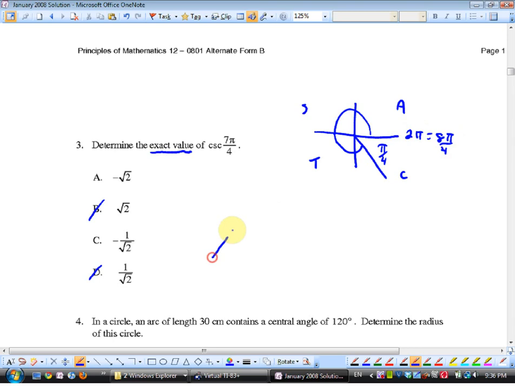Which triangle has the pi by 4 in it? That's the 1, 1, root 2 triangle. And that has a cosecant. Cosecant goes with sine. Cosecant is hypotenuse over opposite, which is going to be root 2 over 1. Oh, but we're in this quadrant, negative.